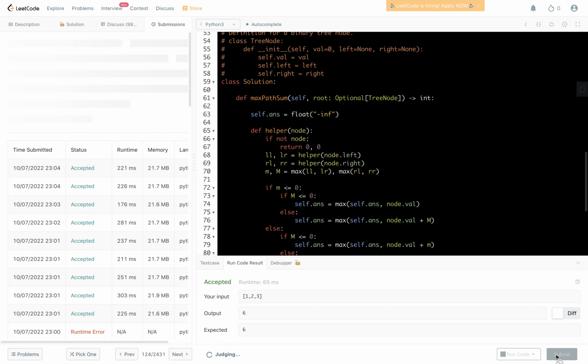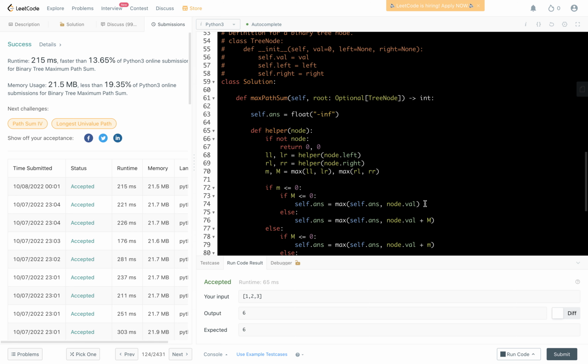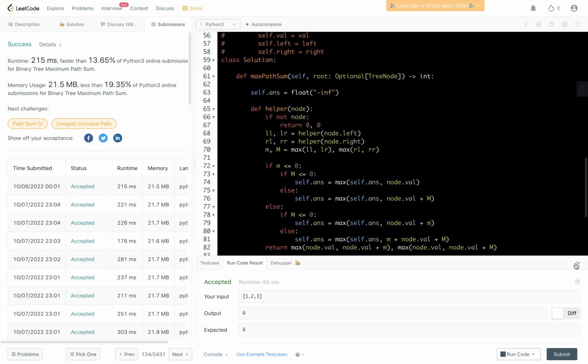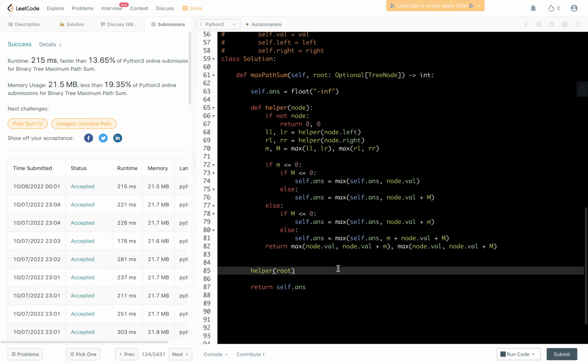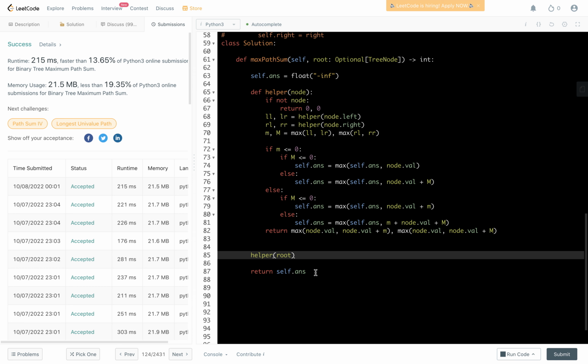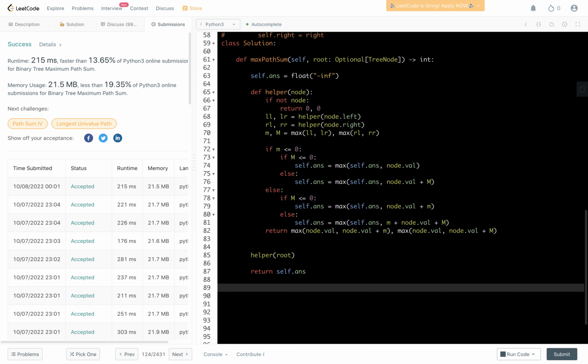So now what we're going to do is to do some tests first. Yeah, it passes the simpler example. Now let's look at generic case. Yeah, it passes all the cases.